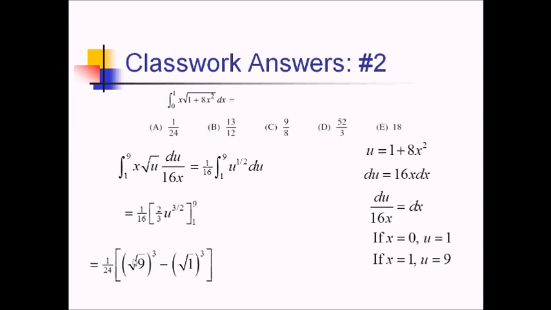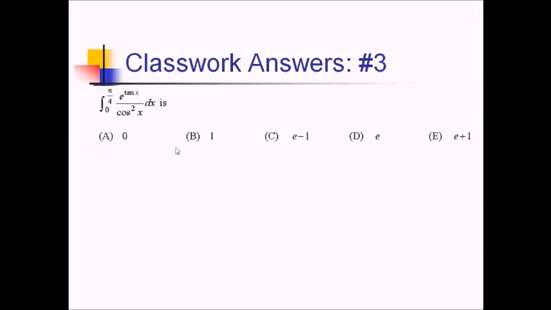So this is going to be, let's see, square root of 9 is 3. Cubing that gives me 27. This over here is going to be 1. 27 minus 1 is 26. 26 over 24 I can reduce to 13 over 12, which gives me choice B.